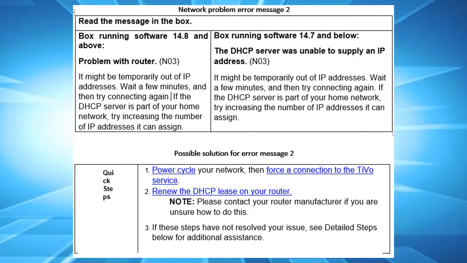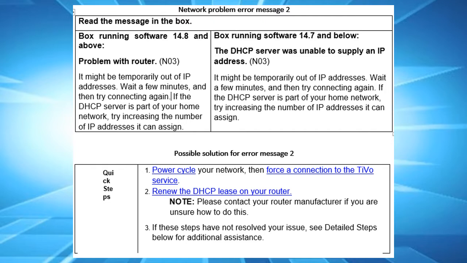For network problem error message 2, you can read in the box, for software 14.8 and above: problem with router. It might be temporarily out of IP addresses. Wait a few minutes and then try connecting again. If the DHCP server is part of your home network, try increasing the number of IP addresses it can assign. For a box running software 14.7 and below: the DHCP server was unavailable to supply an IP address.